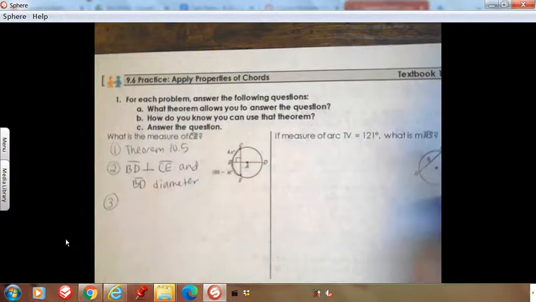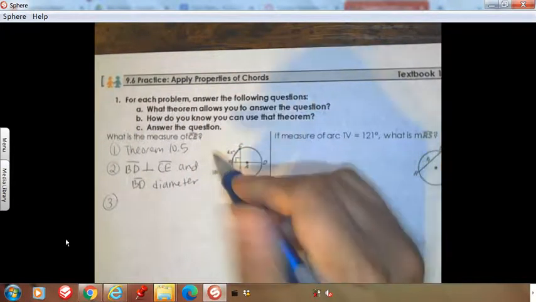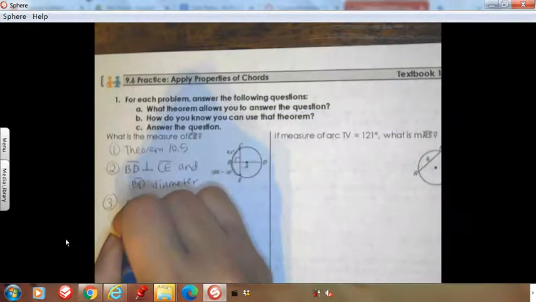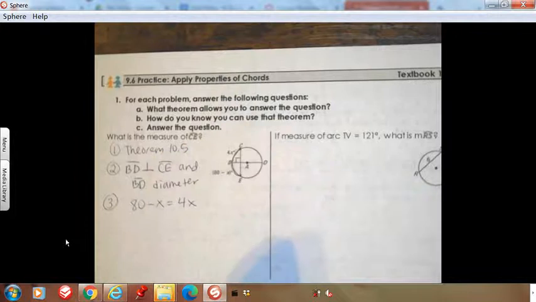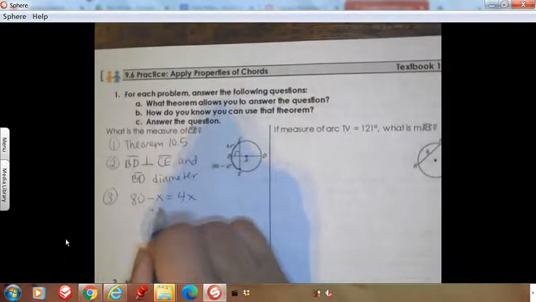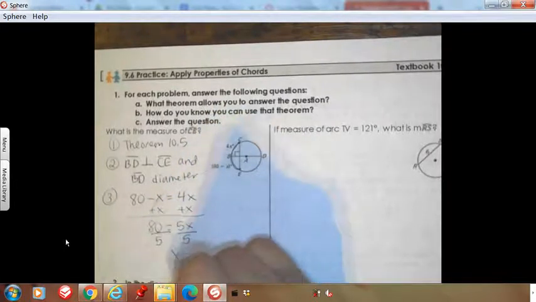It tells me here that 4x and this is BE, both those arcs have to be set equal to each other. So 80 minus x would have to equal 4x, and then you're just solving that linear equation. So you add x, divide by 5, and you find out that x is 16.